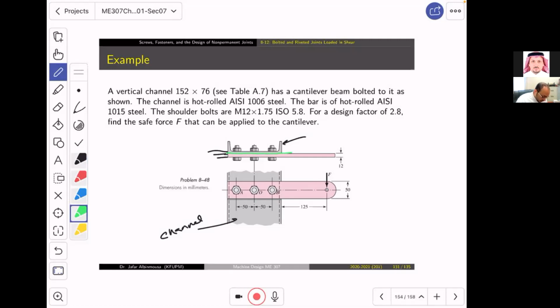So what will happen over here? It says we have a cantilevered beam. That's the cantilever, this one, and that's the beam, bolted to it as shown. The channel is hot rolled AISI 1006 steel. The bar is hot rolled AISI 1015. Very interesting, so both have different materials. The shoulder bolts are M12, that's metric diameter 12, multiplied by 1.75, that's the pitch, and ISO class 5.8. For a design factor of 2.8, find the safe force. How much is a safe force that can be applied on the cantilever? This is what we want to solve.